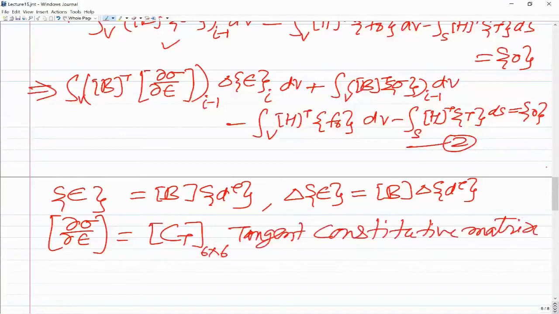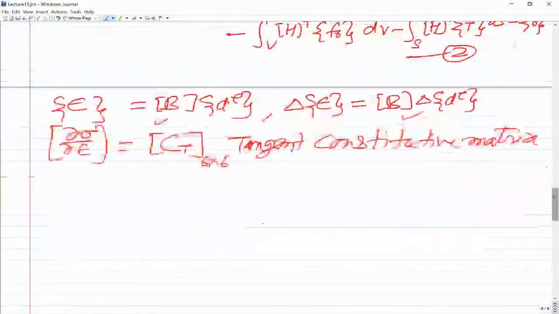So these are the relations we can make use of and substitute in equation 2. That's what I'm going to do.